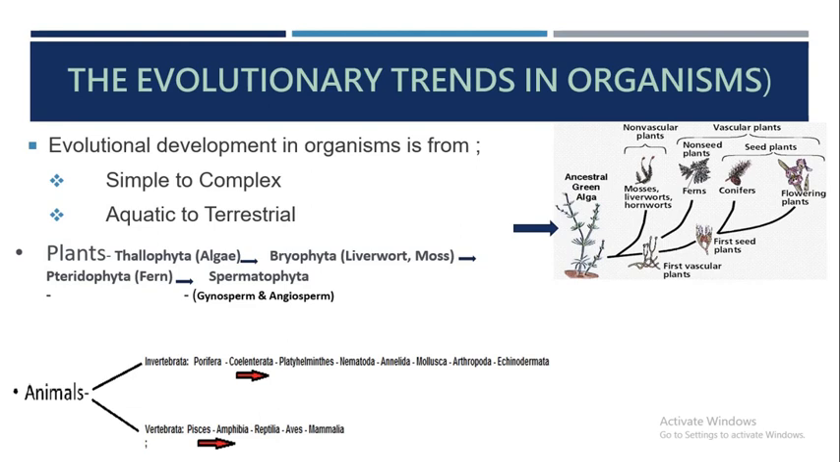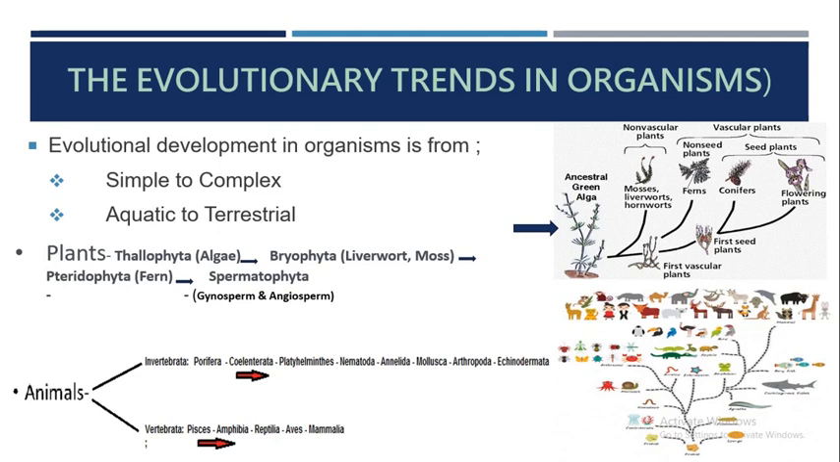For vertebrates, we have 5 classes: the pisces, amphibia, reptilia, apes and mammals. The pisces are the fishes, as I mentioned earlier. The amphibians must have evolved from the pisces, reptilia evolved from the amphibia, apes evolved from the reptilia, and the mammals evolved from the apes. So this is showing evolutionary trends in organisms. For us to have a better clue, please study this image. It's simply talking about what I have said.